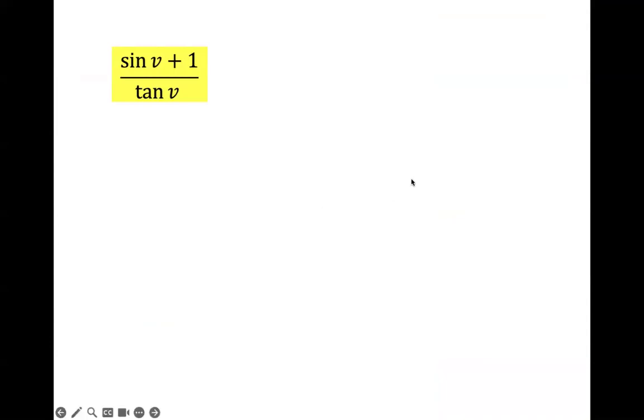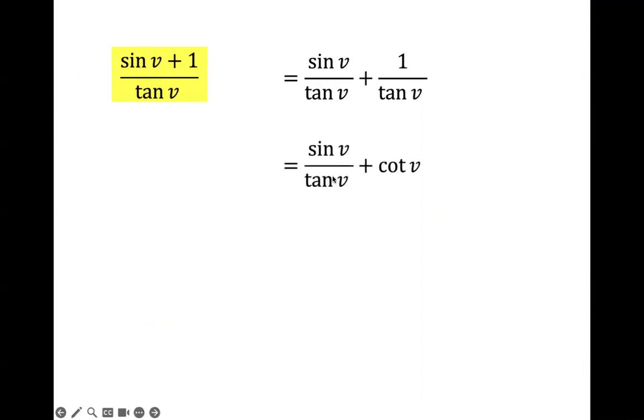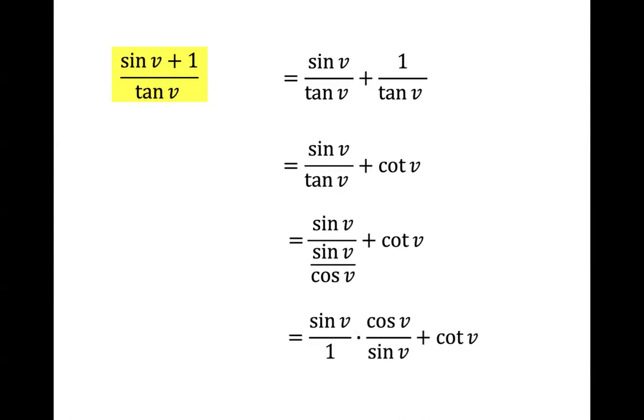Hey, look, we got two terms on the top, one term on the bottom. We can split the fraction. Watch what happens when I split the fraction. So I can write that as sine v over tan v plus 1 over tan v. And I can write tan v as sine over cosine, and 1 over tan v is equal to cotangent v. Okay, you're tracking? If I do a copy dot flip now, the sine v's would cancel, and I would simply be left with cosine v.